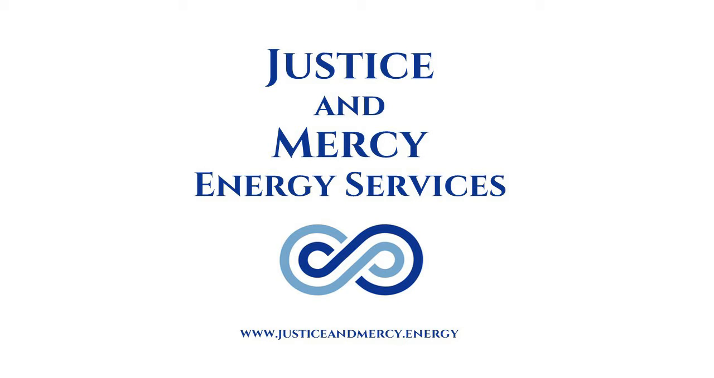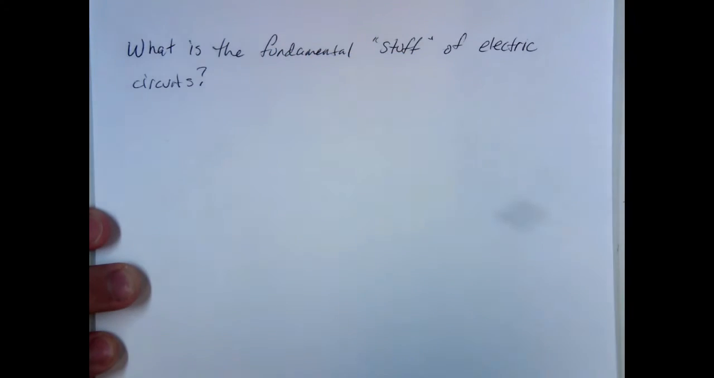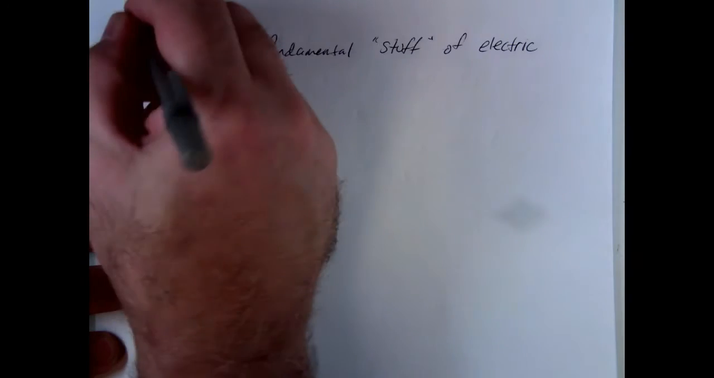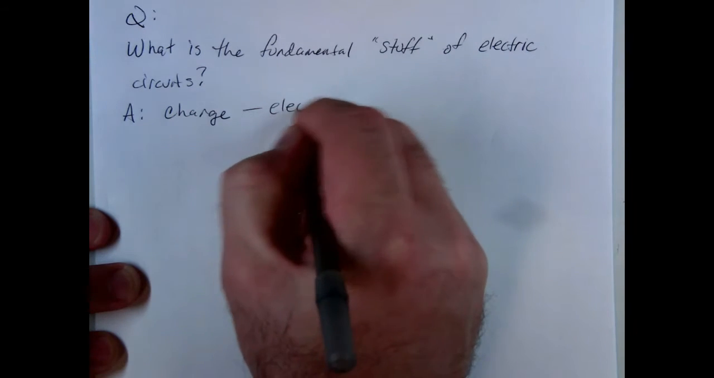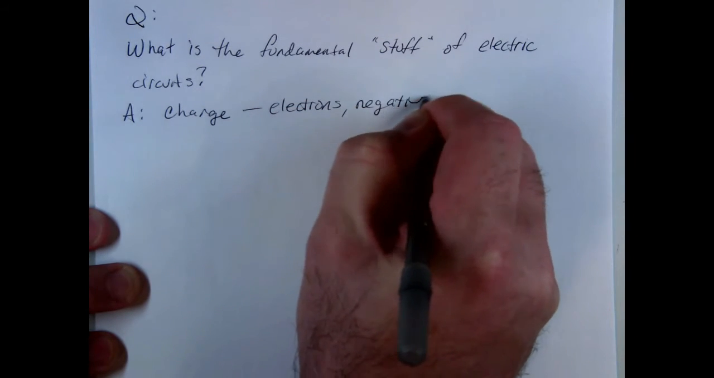In this video, Justice and Mercy Energy Services is going to define electric current. If we're going to be analyzing electric circuits, we need to ask ourselves, what are electric circuits and what's the fundamental stuff of an electric circuit? And the answer is charge. Charge is the fundamental stuff.